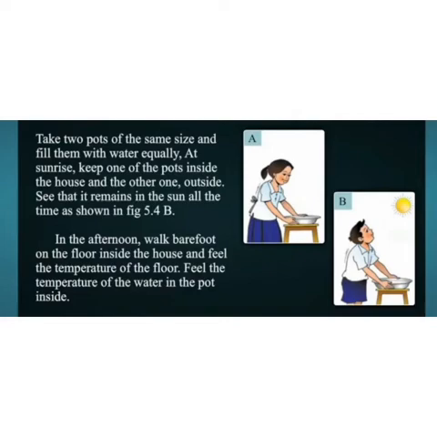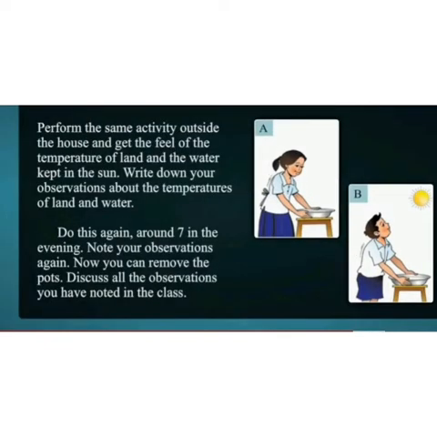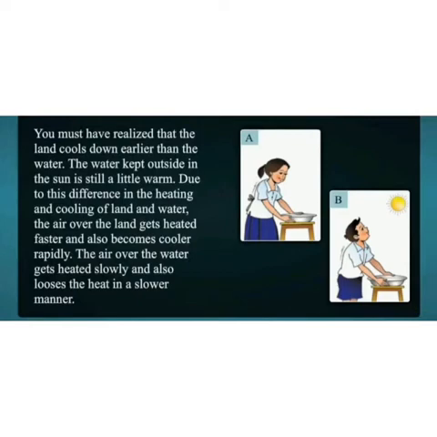The next experiment: in the afternoon, walk barefoot on the floor inside the house and feel the temperature of the floor. Feel the temperature of the water in the pot inside. Perform the same activity outside the house and get the feel of the temperature of the land and the water kept in the sun. Do this again around 7 in the evening and note your observation again.